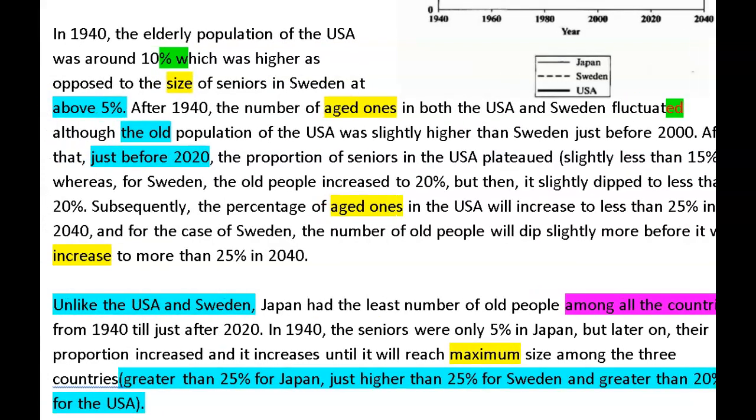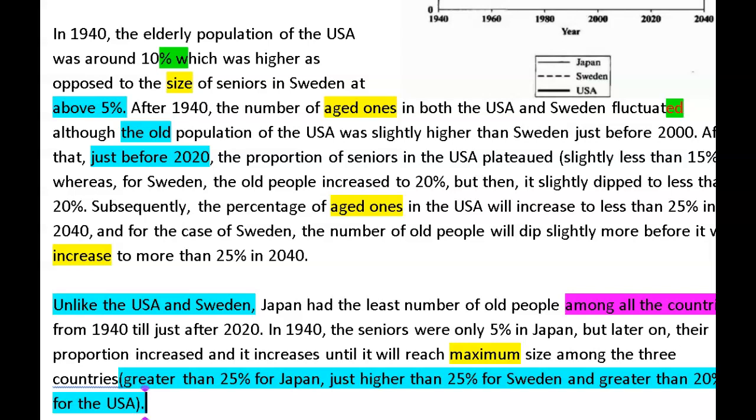Unlike the USA and Sweden, Japan had the least number of old people. And we've talked about that. Among all the countries. In the world? No, you mean just USA and Sweden. Well, you've already said that. From 1940 to just after 2020. No. Okay, so Japan had the least number of old people among until just after 2020.